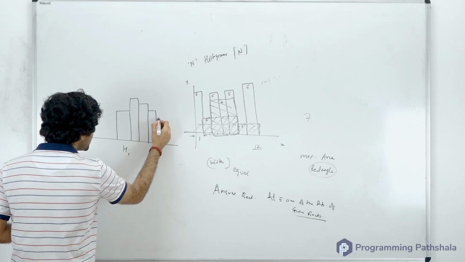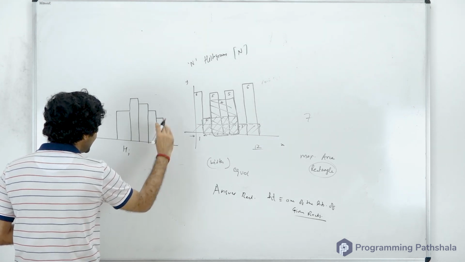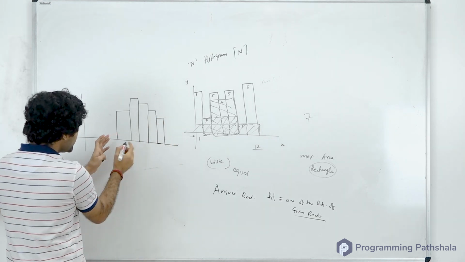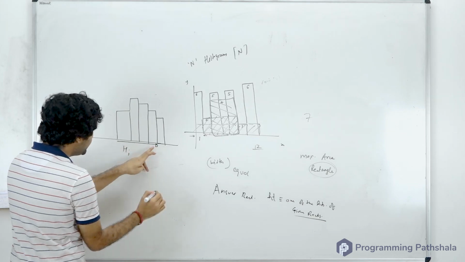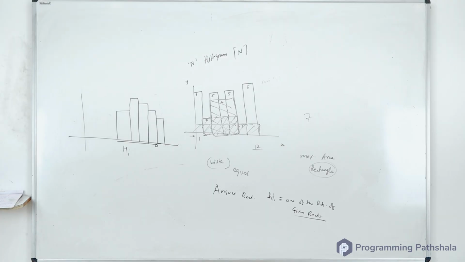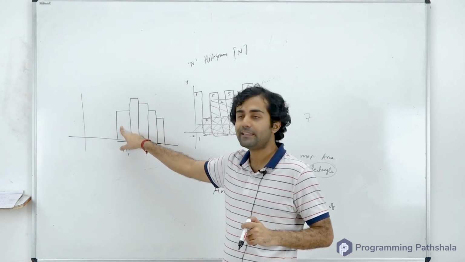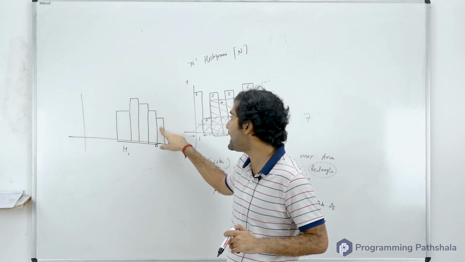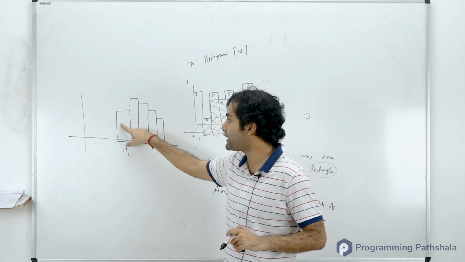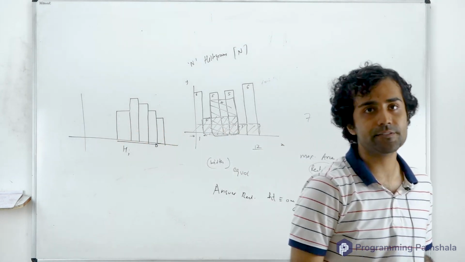The moment a histogram of just smaller height came, will you want to proceed beyond this point? Will you be able to do that? Yes or no? No. And what is this with respect to this? Can I say this is nothing but the next smaller histogram for this histogram? Can I say that? Yes or no?